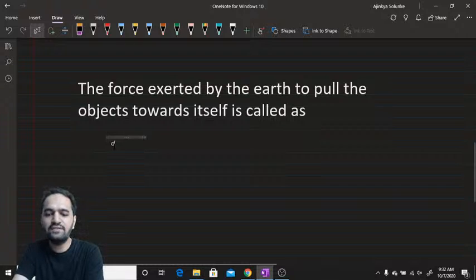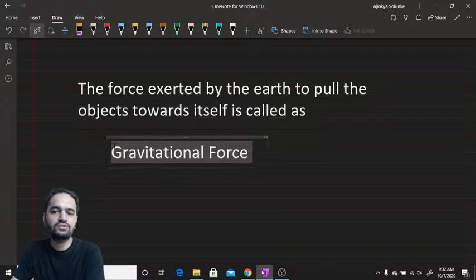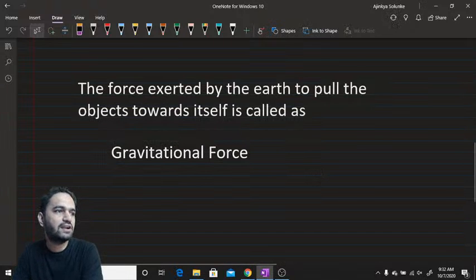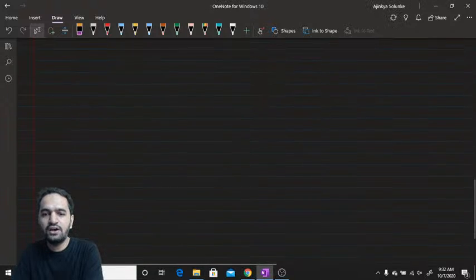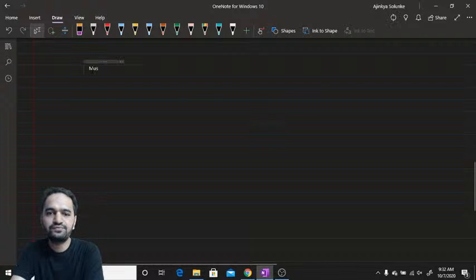What kind of force is that? Gravitational force we are talking about. Yes, that is correct. The force exerted by the earth is nothing but called gravitational force. Yes, exactly. Now can you give me the answer for this?